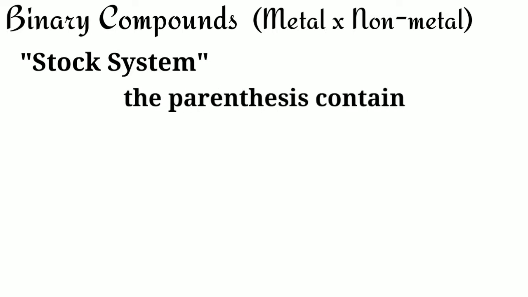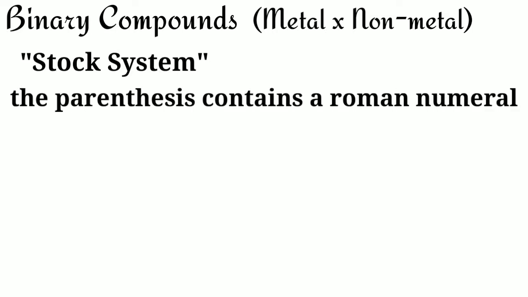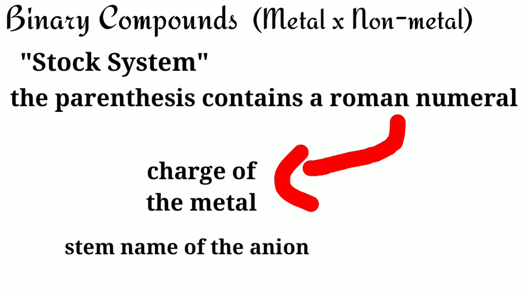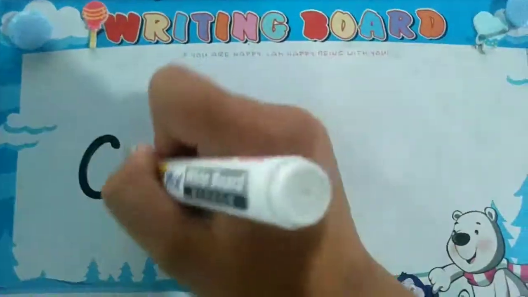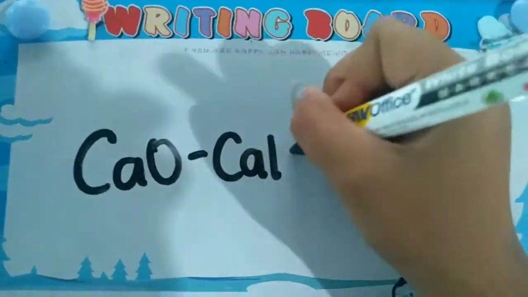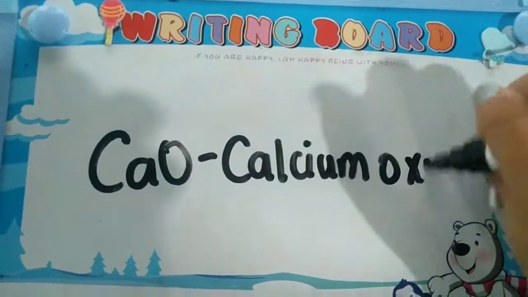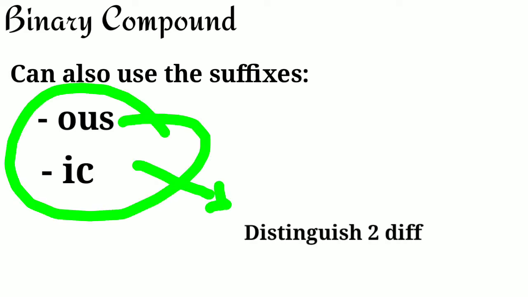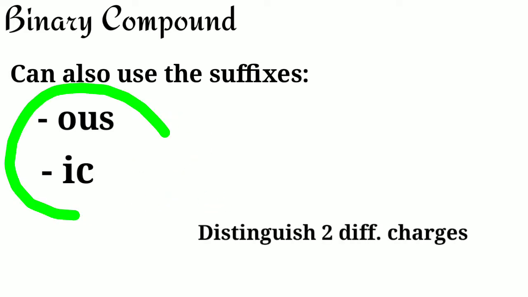The parenthesis contains a Roman numeral, and the Roman numeral represents the charge of the metal, and write the stem name of the anion, then add IDE. For example, calcium and oxygen will become calcium oxide. You can also use the suffix OUS and IC. It can be used to distinguish the two different charges.